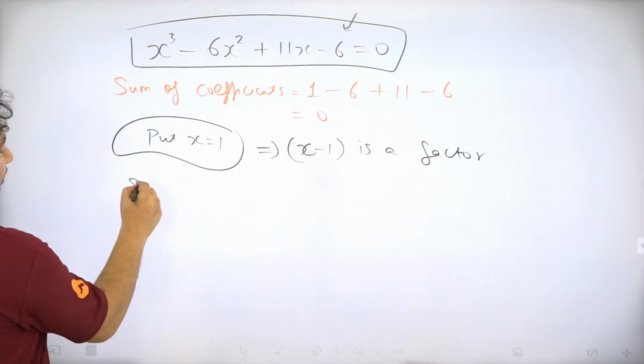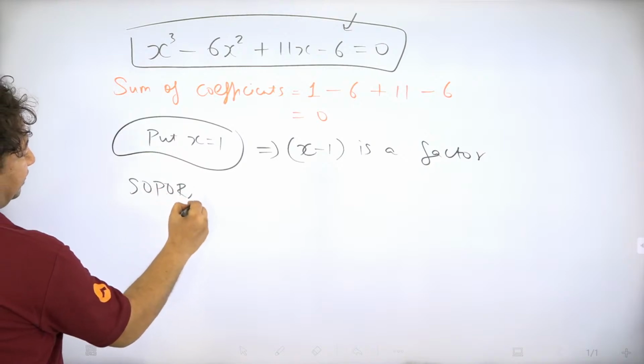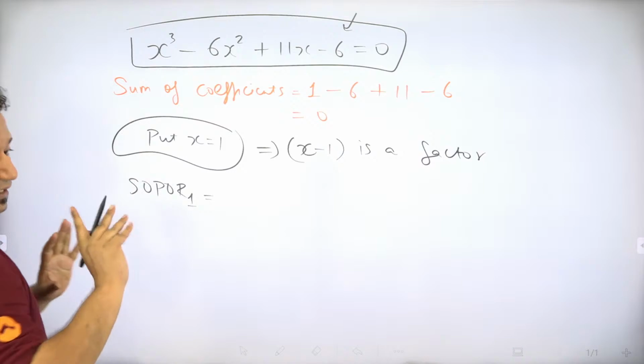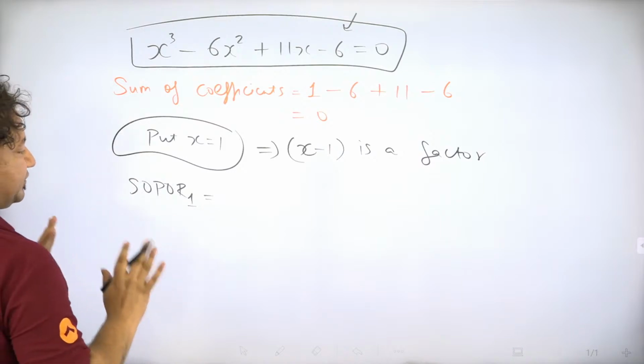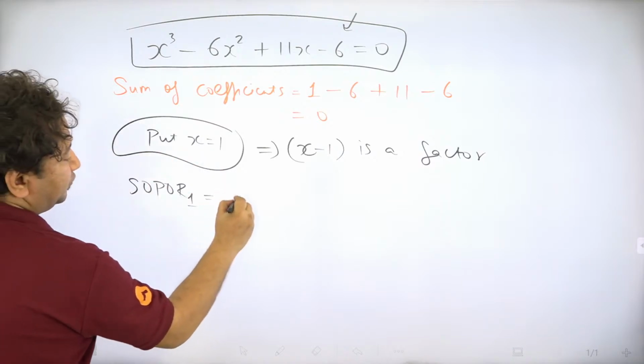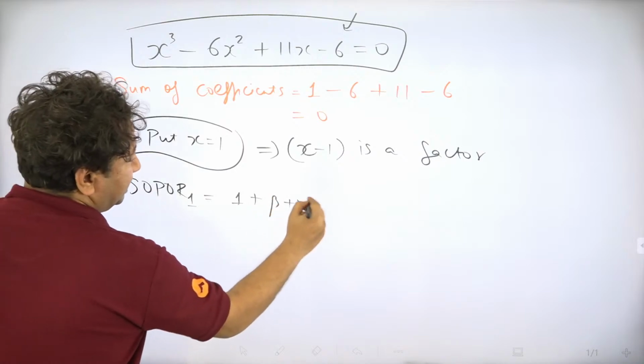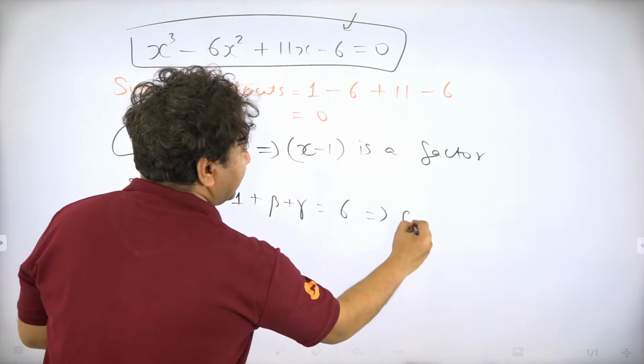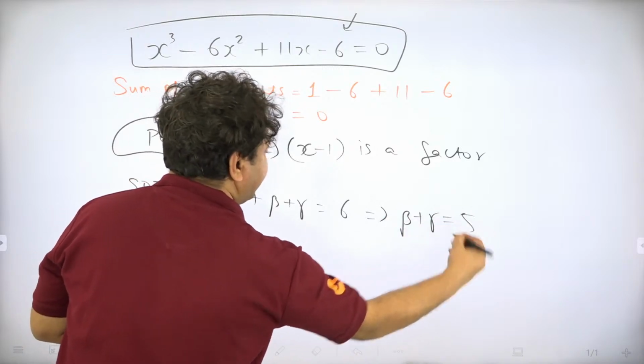Sum of product of roots taken one at a time. Now, there are three roots: alpha, beta, gamma. In this case, we already found one, that is 1. So 1 plus beta plus gamma will be equal to minus b by a, which means 6. Or we can say beta plus gamma is nothing but 5.